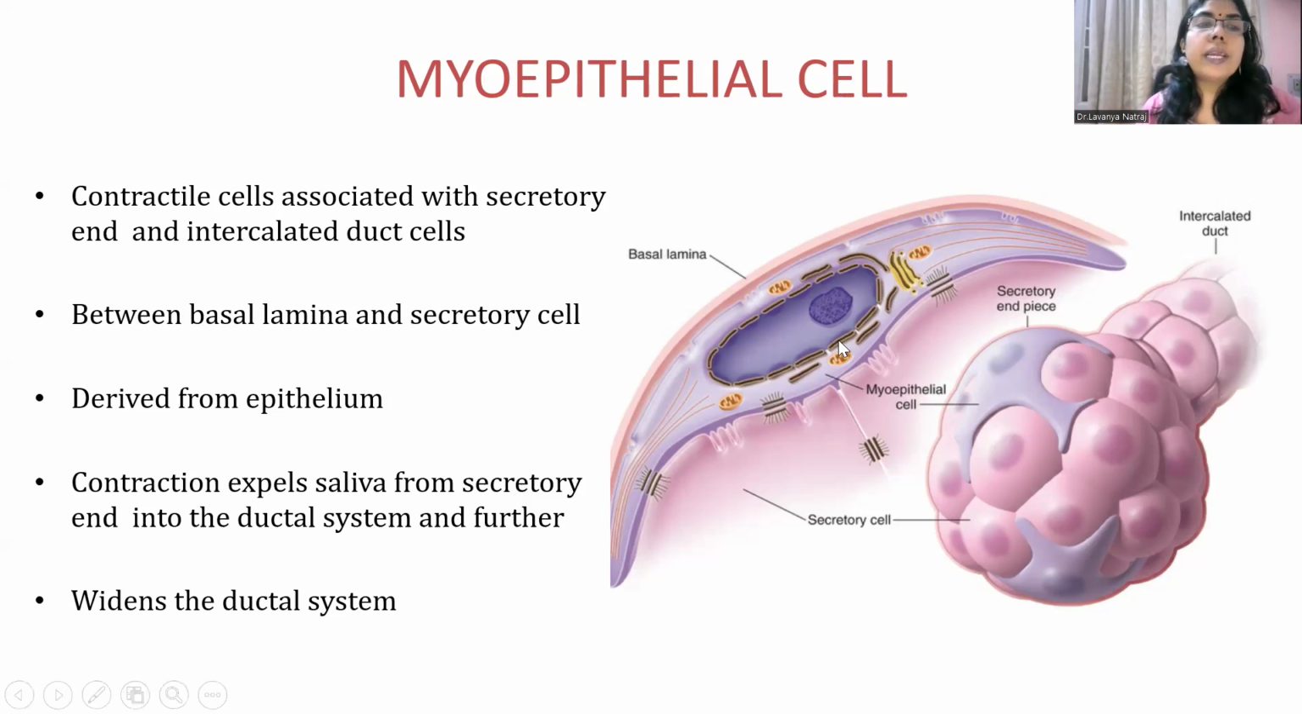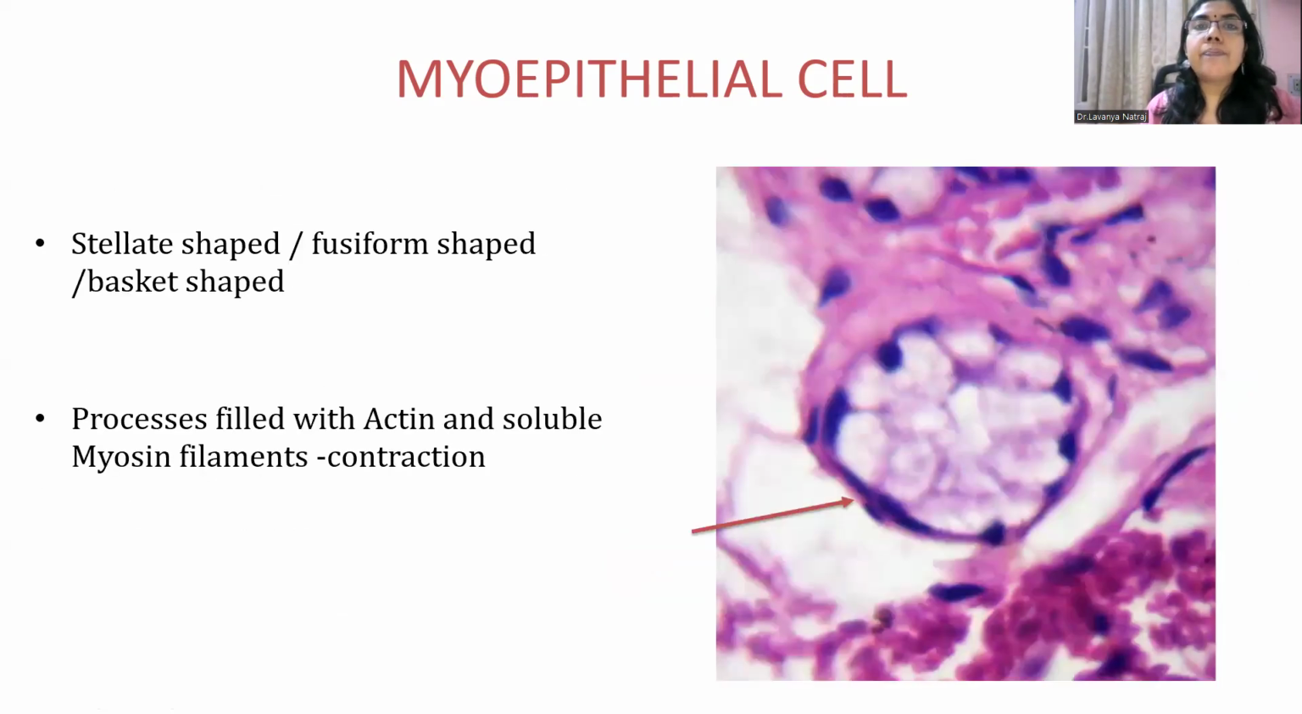Now, what does it do? By contraction, they expel the saliva from the secretory unit into the ductal system and further. So, they help in the expulsion of the saliva. They widen the ductal system. So that is the function of a myoepithelial cell.